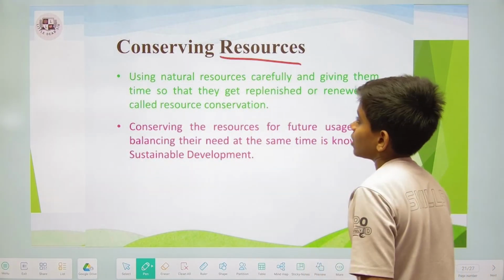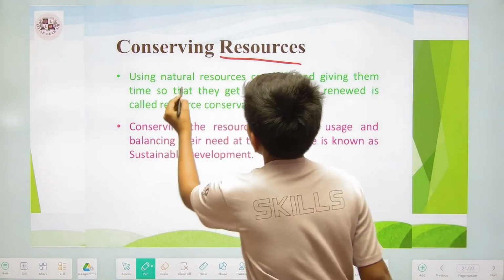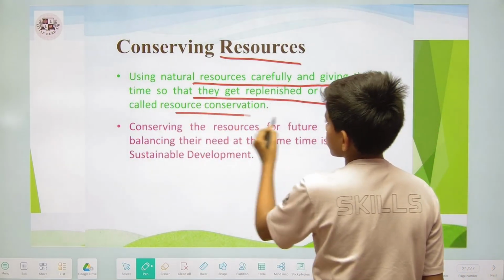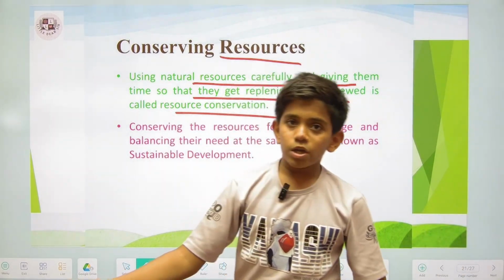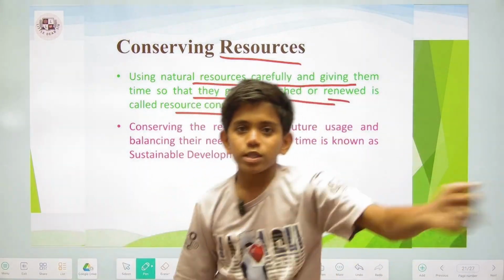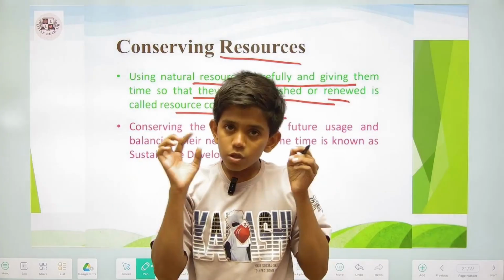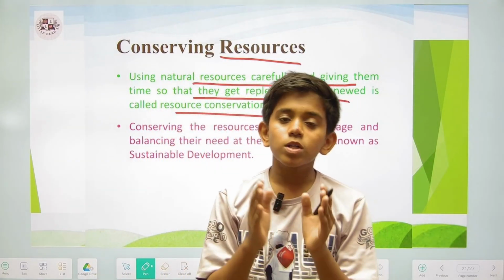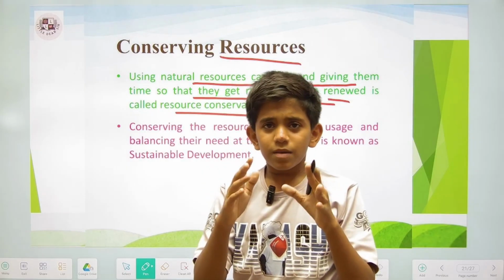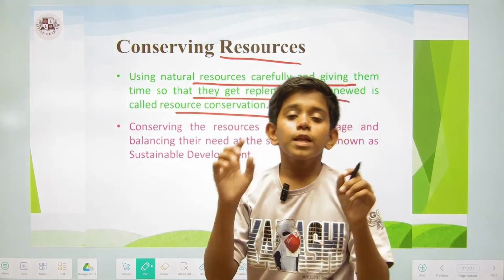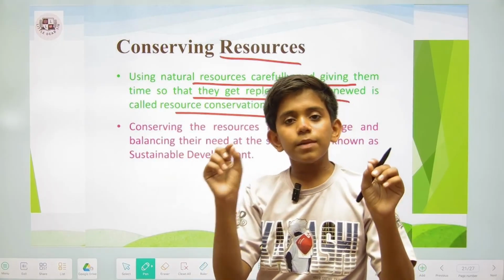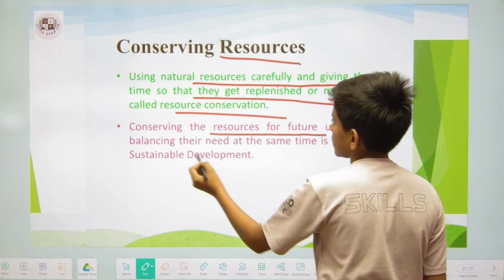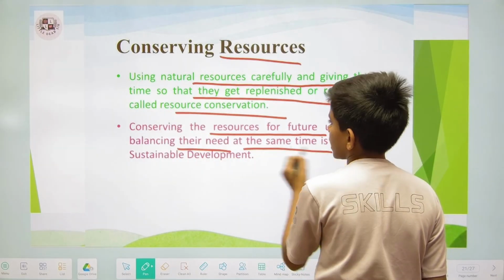Conserving resources. Now conserving means to save the resource. Using natural resources carefully and giving them time so they get replenished or renewed is called resource conservation. Now you are using natural resources, I am using this, I am using this. You should do it carefully, only as much as you need. That much only of the natural resource you can use, because they are in limited quantity. Even if they were in unlimited quantity, you should use them carefully.